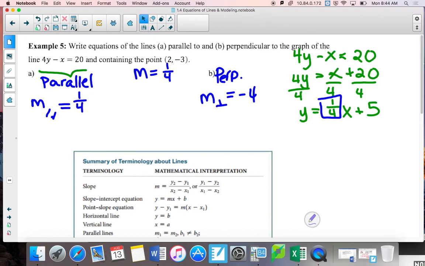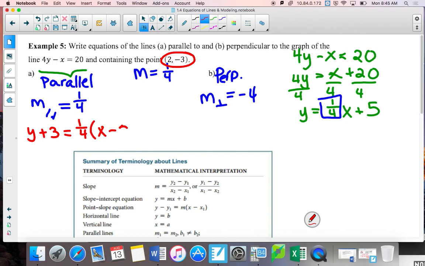Now I can go ahead and write the equation of the lines using this point and the two different slopes. I'm going to write them in point-slope form. Y plus 3 equals 1/4 times x minus 2. And y plus 3 equals negative 4 times x minus 2. Now, if the directions don't specify what form, you are done. And if it wants slope-intercept, just distribute your slope and get y alone.